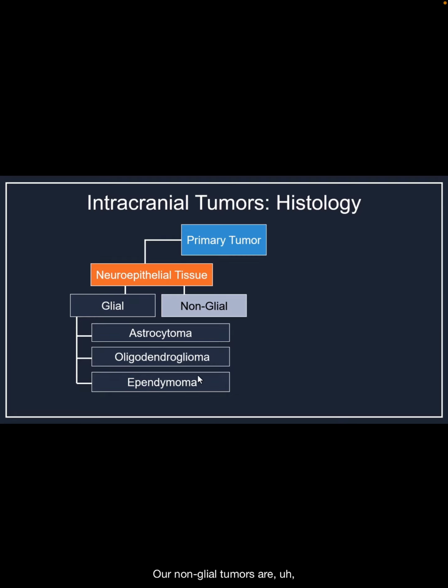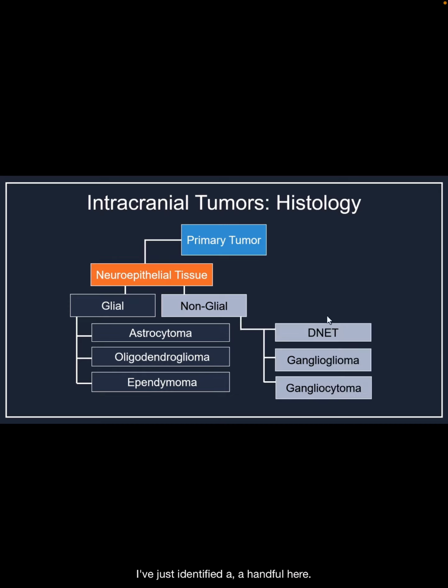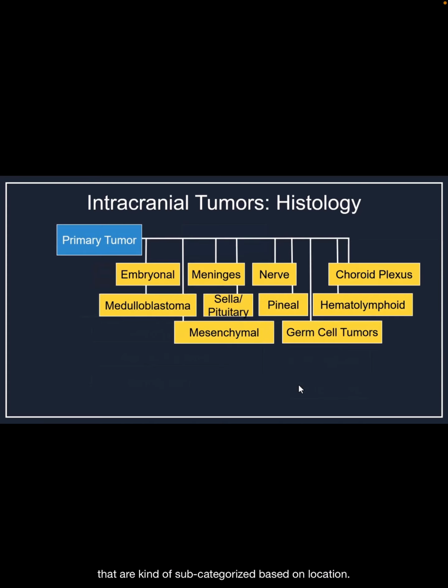Our non-glial tumors, there's a broad list of those tumors. I've just identified a handful here. DNETs, gangliogliomas, and gangliocytomas are just much more rare. And then you have a whole host of other primary tumors that are subcategorized based on location. So you can have tumors arising from the pituitary gland, pineal gland, etc.